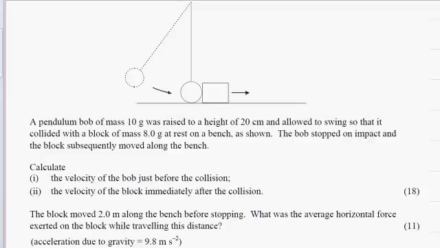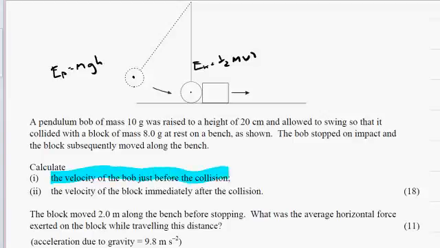So there's going to be two things we're going to be using here. First off, you want to be thinking about energy. The bob up here is going to have complete potential energy. Potential energy is given by mgh. When it gets to here, it'll have complete kinetic energy, which is a half mv squared. That's all we need to know for the first part. We're working out the velocity of the bob just before the collision, and we should know all the other factors.